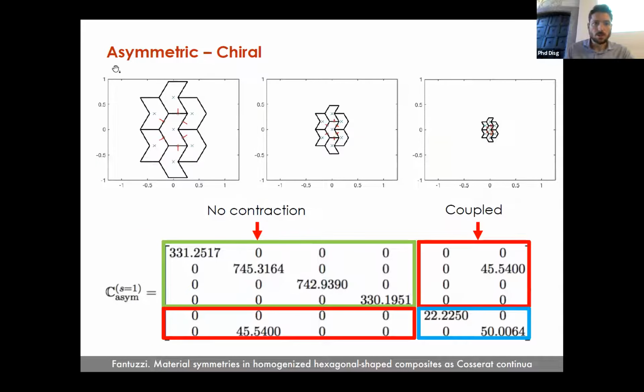Finally, we have the asymmetric shape, which has a chiral behavior. Chiral because we have a coupled constitutive matrix. We have no contraction, basically because we selected these two edges with the same angle. So the two contributions, this and that, cancel out. We also have a scale effect, and we also have orthotropy due to the shape, in X and Y.